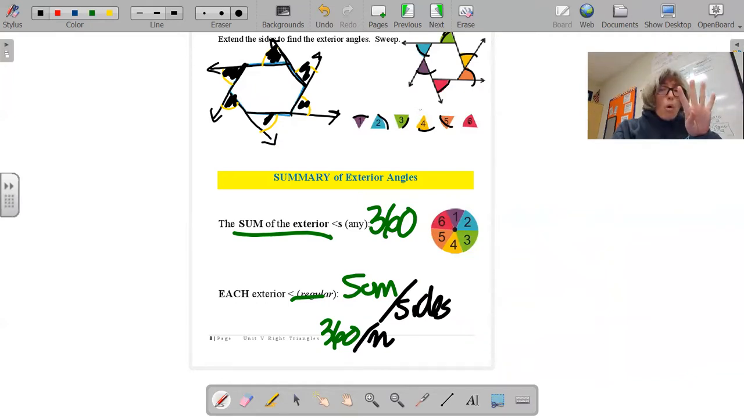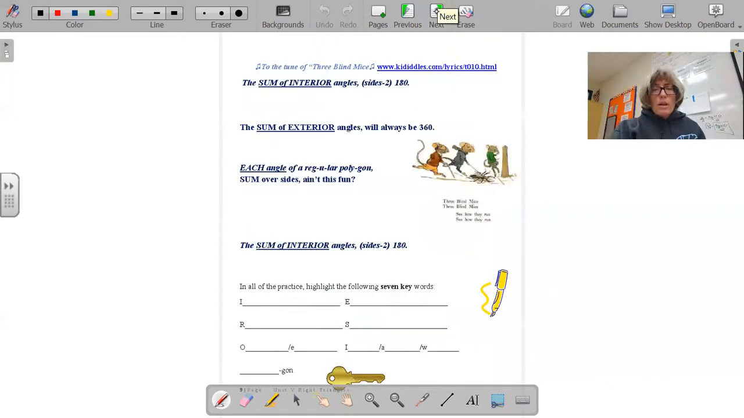So there's four equations you are going to have to learn, four of them. I'm going to say them and you say them. Sum interior, one interior. Sum exterior, one exterior. There's four of them, say it with me. Sum interior, one interior. Sum exterior, one exterior.